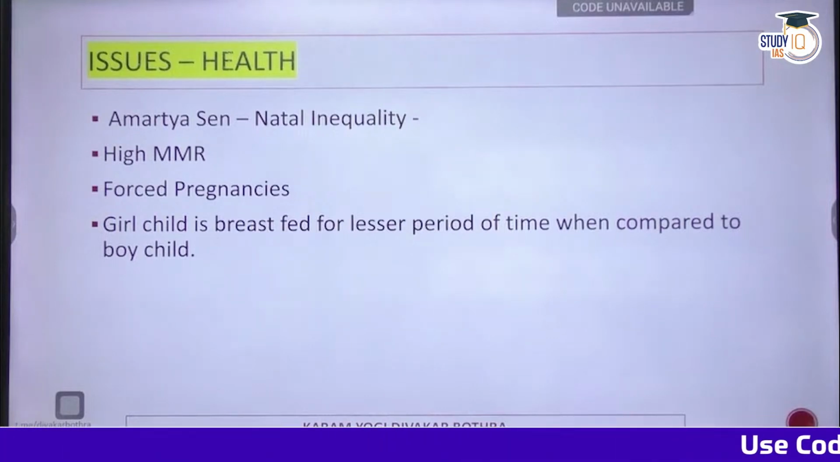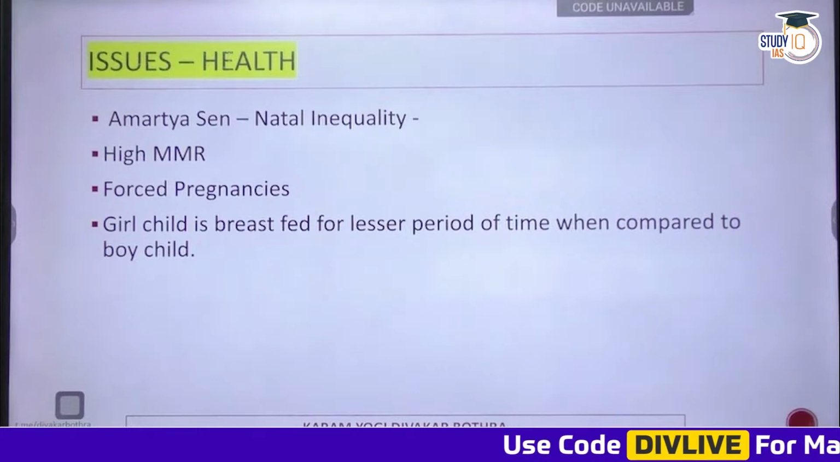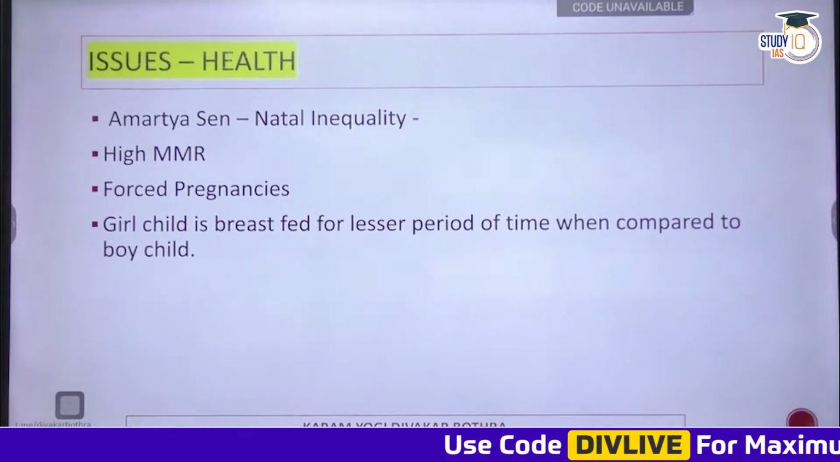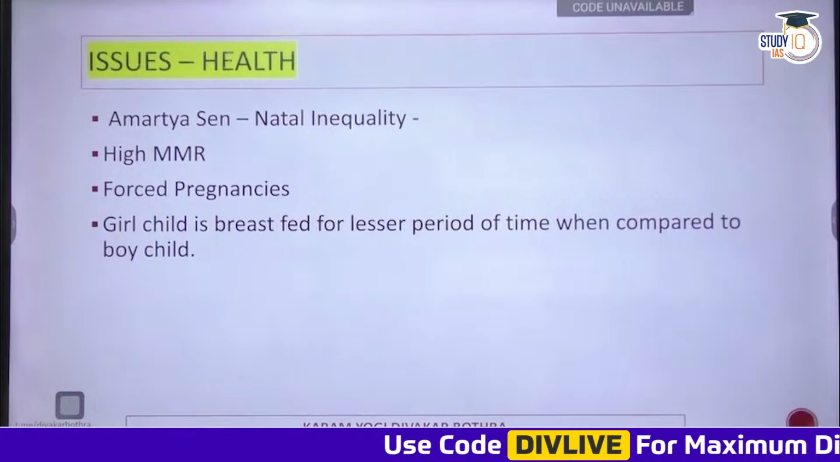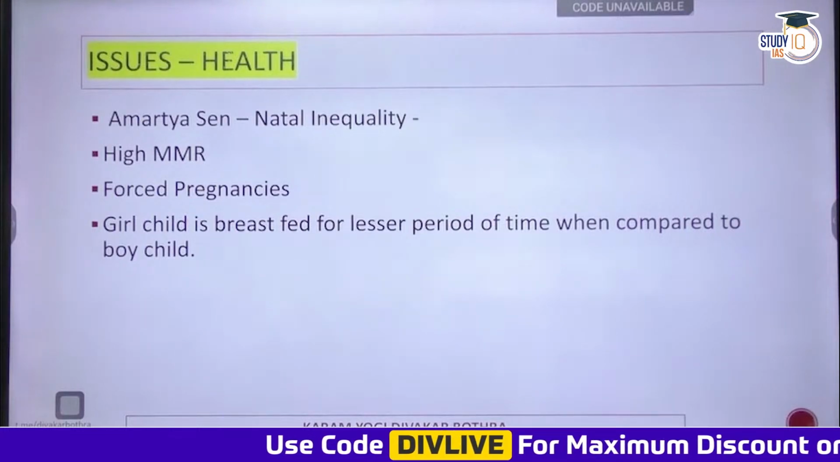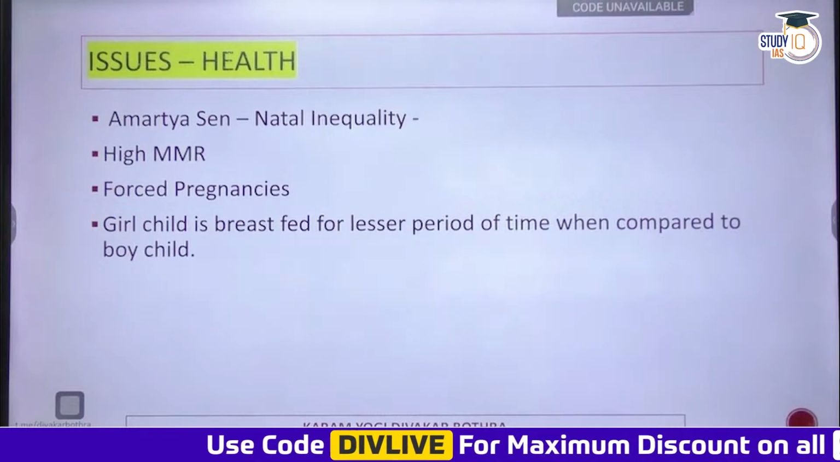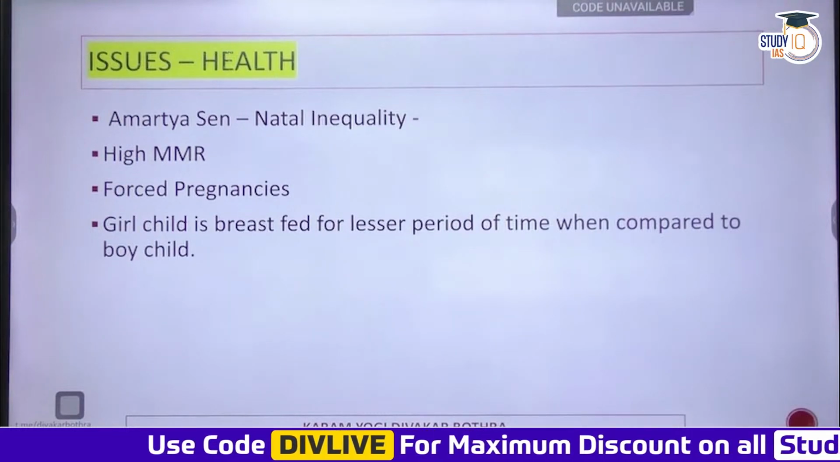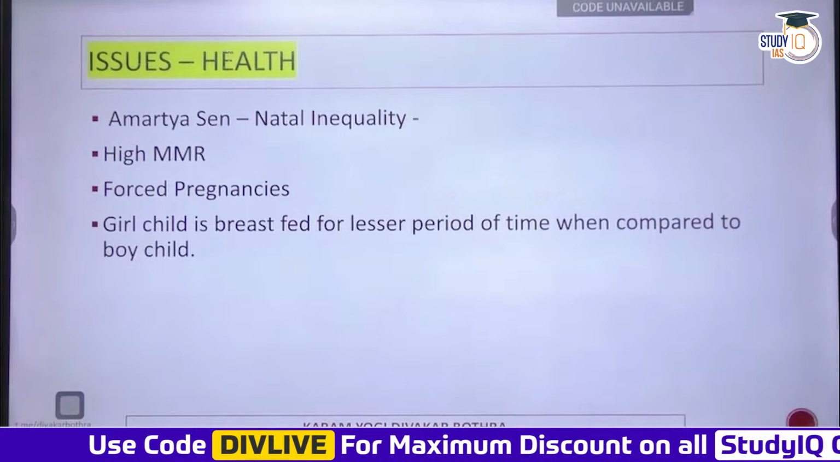Amartya Sen coined a term called natal inequality. According to Amartya Sen, a woman does not only become a victim of inequality after birth, she becomes a victim of inequality even before birth, where we often see that sex selective abortions have led to natal inequality in society, where boys are preferred over girls.